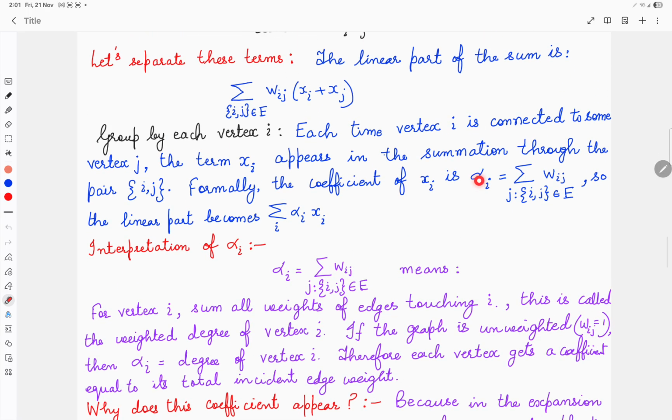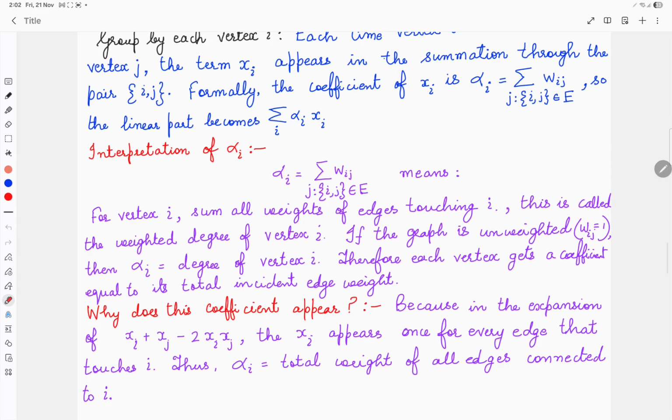Since I have replaced this term with alpha I, I am trying to explain alpha I. So what is alpha I? Fixing one vertex with index I, we consider all the edges with weights coming from j. So all the vertices with I fixed and we are varying j, that means all the edges are ending up at vertex I. So we are taking the weights of all those edges and summing them. That will formulate our alpha I.